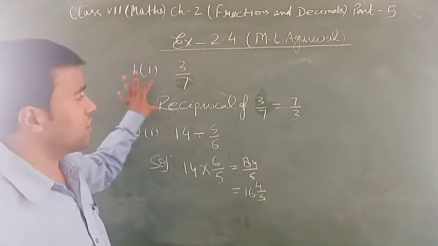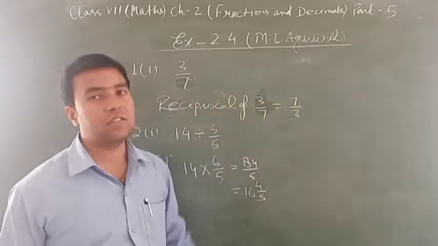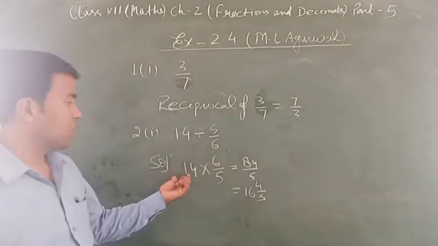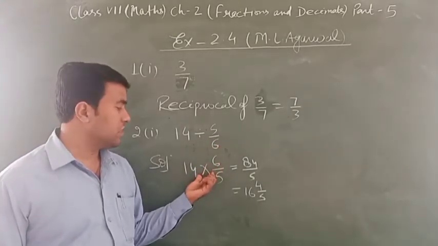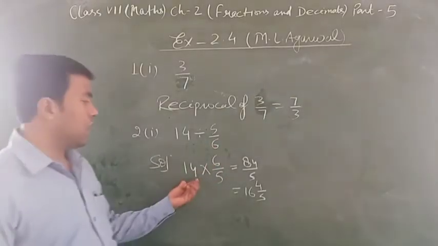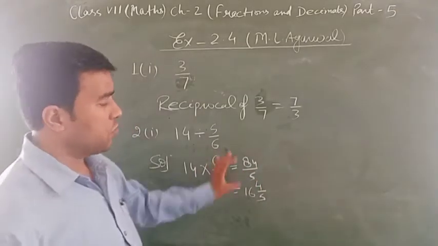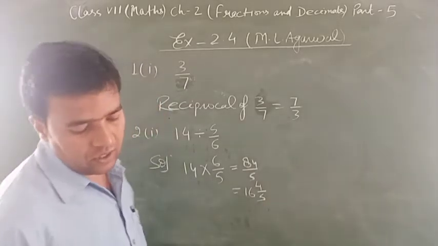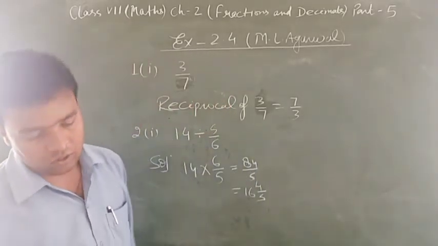In the first question, reciprocal is asked. Reciprocal means 3/7 is given, so reciprocal of 3/7 equal to 7/3. 14 divided by 5/6 means 14 times the reciprocal of 5/6. Clear? So divide changes in multiply and 5/6's reciprocal is 6/5. After that 14 times 6 is 84, 84/5 is the answer. If you want to change 84/5 in mixed fraction, 16 whole 4/5. Clear? Question number 3, 4, 5 you can do like question number 1, 2.